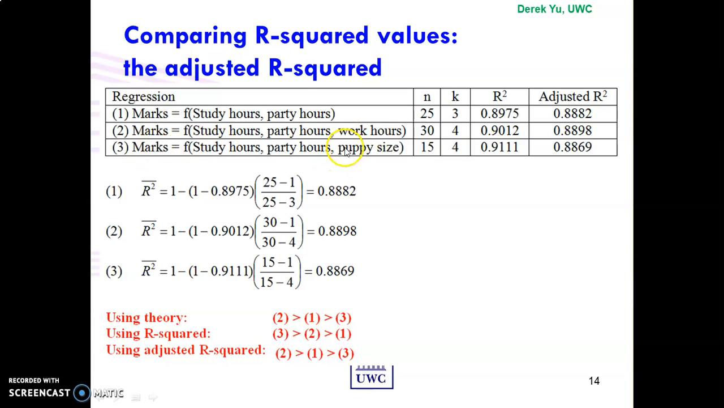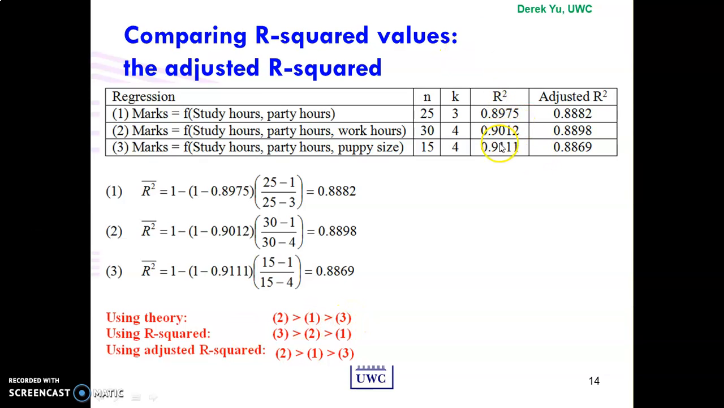But the third regression, I think it commits overfitting, meaning including an irrelevant explanatory variable, because I don't think puppy size has any influence on your academic performance. So if I use my theoretical thinking, I will rank the three regressions in the following order. Regression 2 is the best, followed by regression 1, and then regression 3.